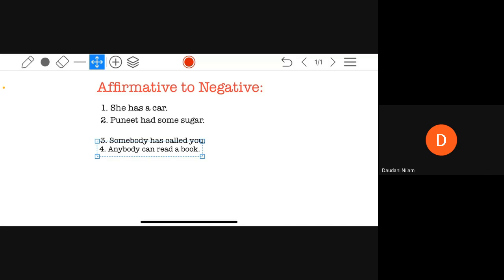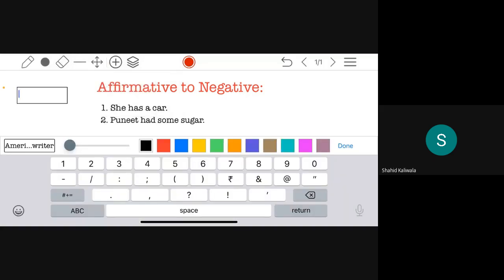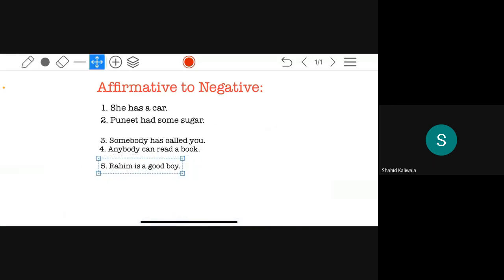Anybody can read a book. Nobody can read a book. So this is also the way where you can change affirmative to negative. Then using opposite words, antonyms, also we can use. You know what antonyms are? For example, Rahim is a good boy. So if you use an antonym, what will be the negative? Rahim is a bad boy. These are extra rules where you can change affirmative to negative.